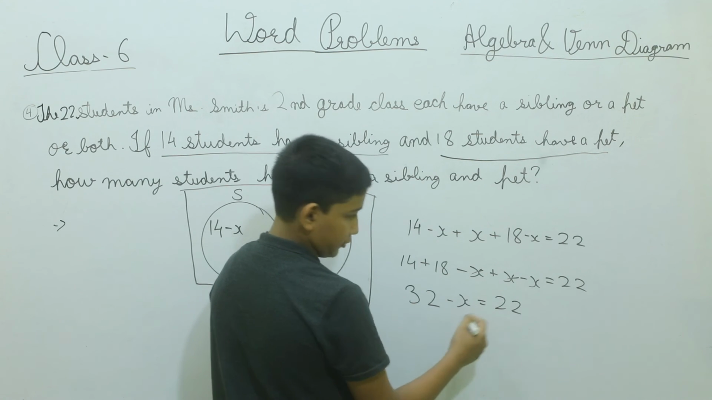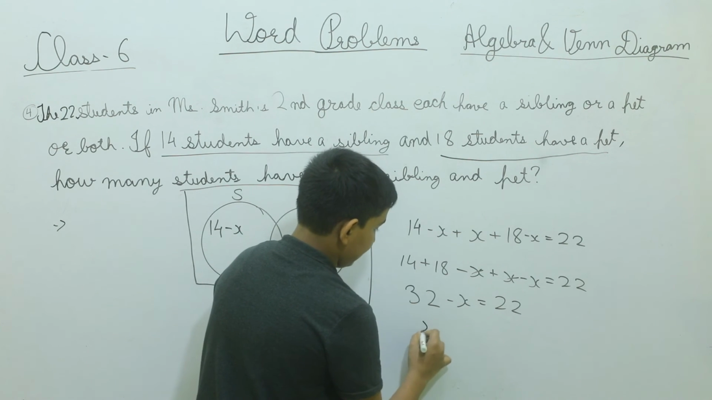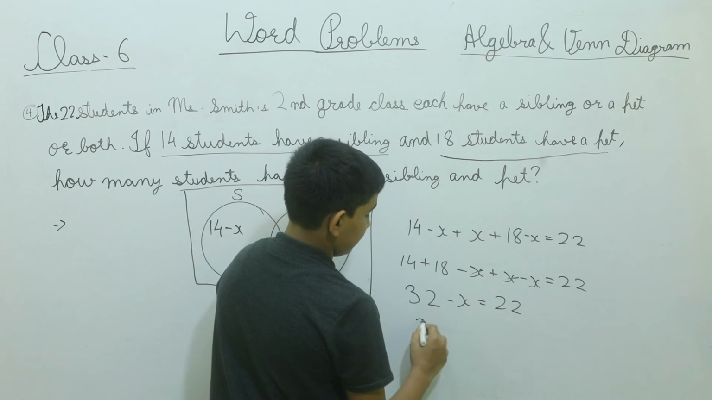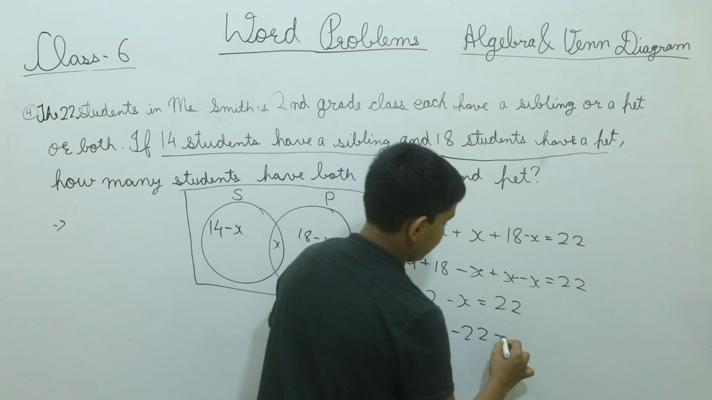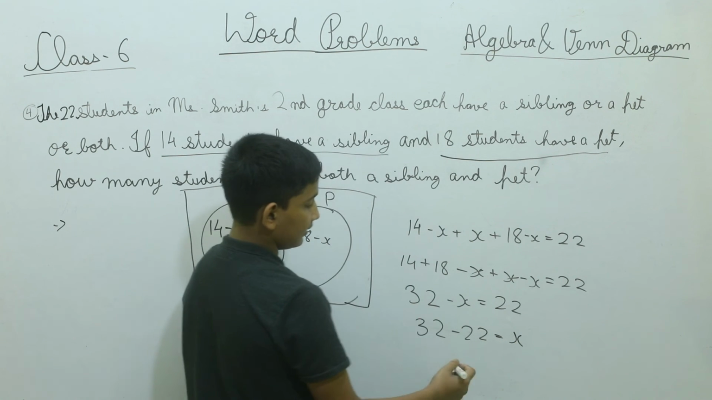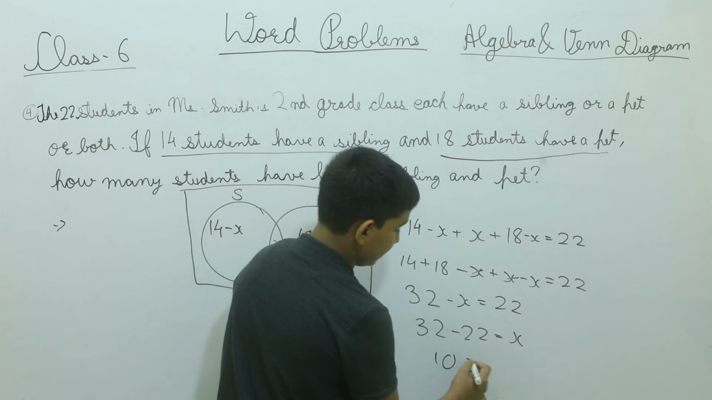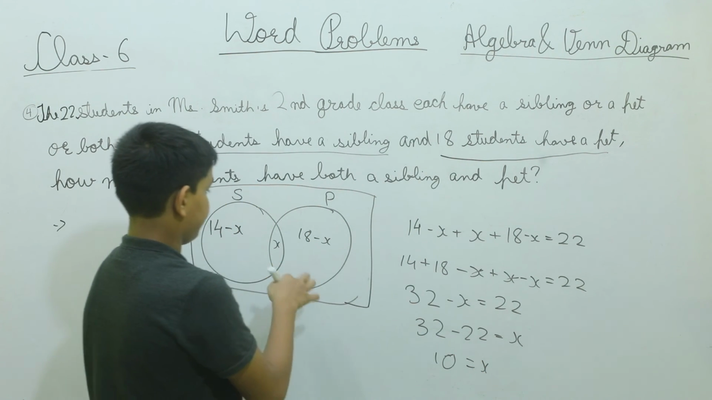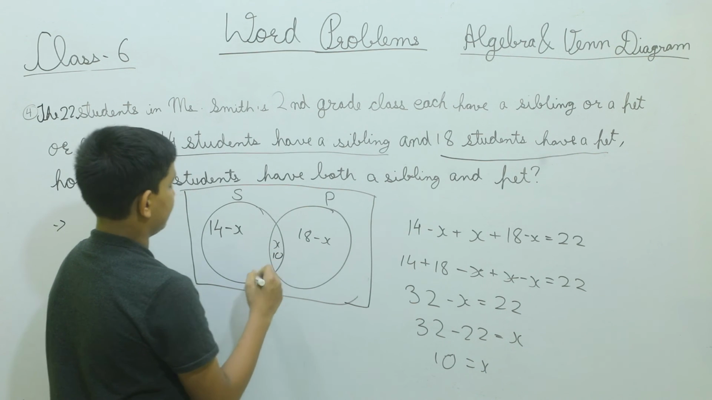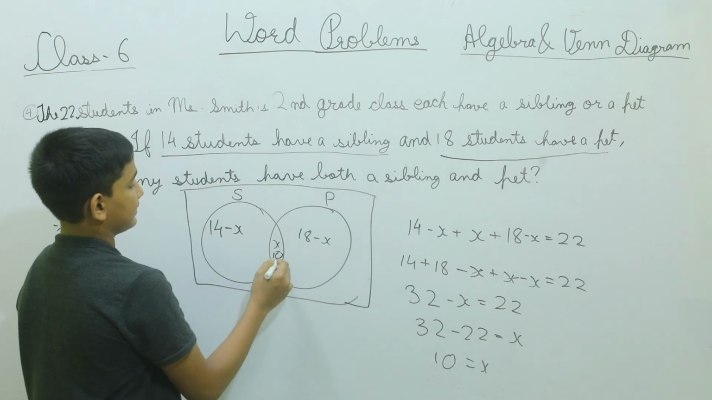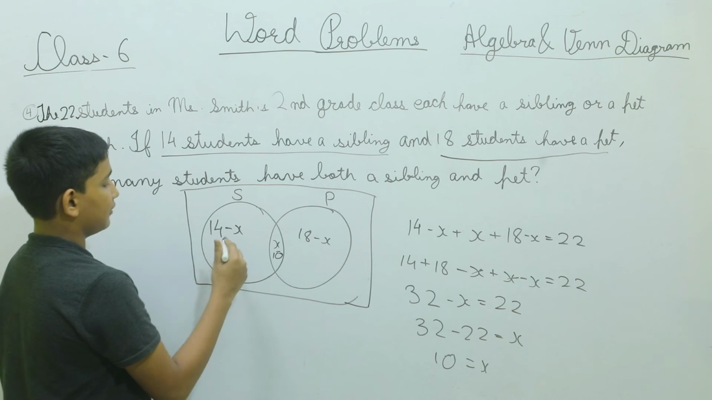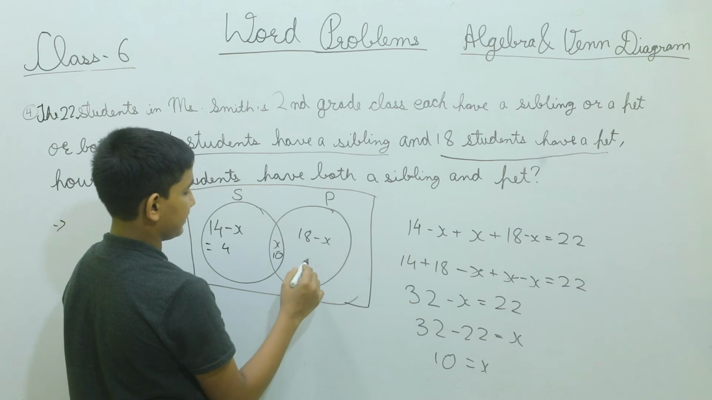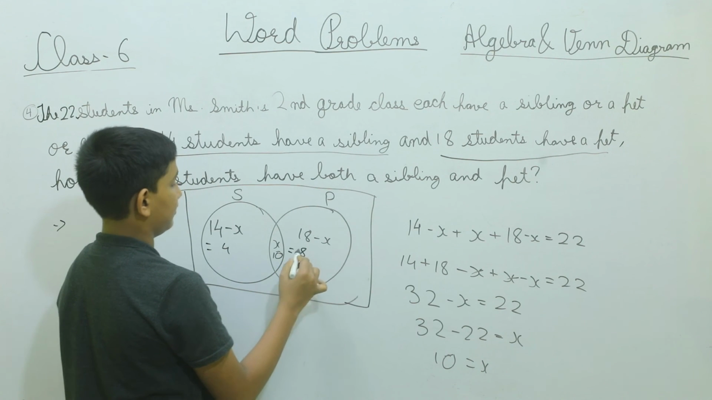If we change the positions, x equals 32 minus 22 equals x. So 10 equals x. So our x value is 10. So let's solve this. X value is 10. So 14 minus x, and x value is 10. So 14 minus x is equal to 4. Then 18 minus x. X is 10. So 18 minus x is 8.